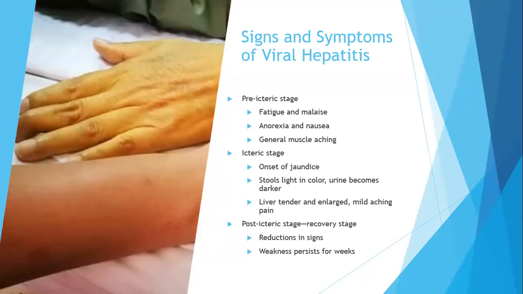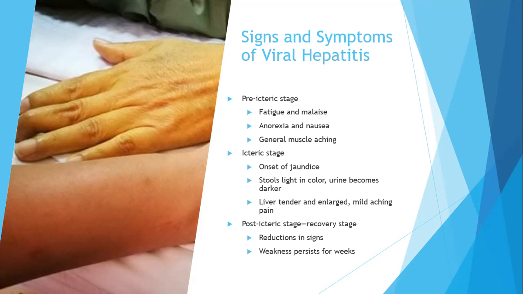The signs and symptoms of viral hepatitis are fatigue and malaise. That's the sign and symptom of everything, right? So that's pretty vague. Anorexia and nausea. You don't feel like eating and you're nauseous. General muscle aching. So at this stage, it could be anything, right? We don't know. Then we go into the onset of jaundice.